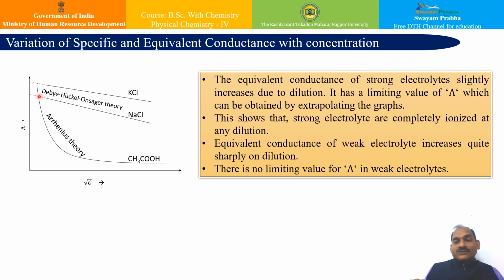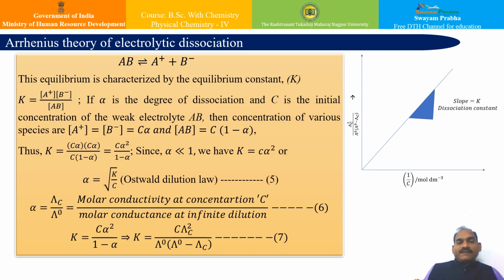Now, equivalent conductance for weak electrolyte increases quite sharply on dilution, as we have seen, and there is no limiting value, that is lambda, in case of weak electrolyte. You can see here, where does it cross? You cannot have the crossing at this particular axis, and therefore you cannot have a limiting value for weak electrolyte. So now let us have a look at Arrhenius theory of electrolytic dissociation.